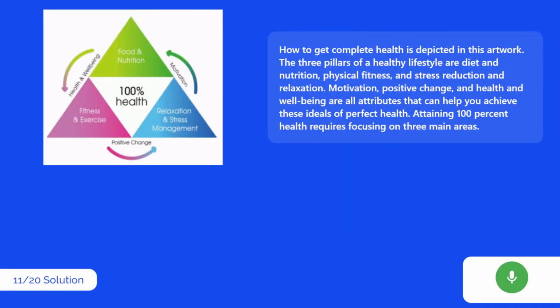How to get complete health is depicted in this artwork. The 3 pillars of a healthy lifestyle are diet and nutrition, physical fitness, and stress reduction and relaxation. Motivation, positive change, and health and well-being are all attributes that can help you achieve these ideals of perfect health. Attaining 100% health requires focusing on 3 main areas.